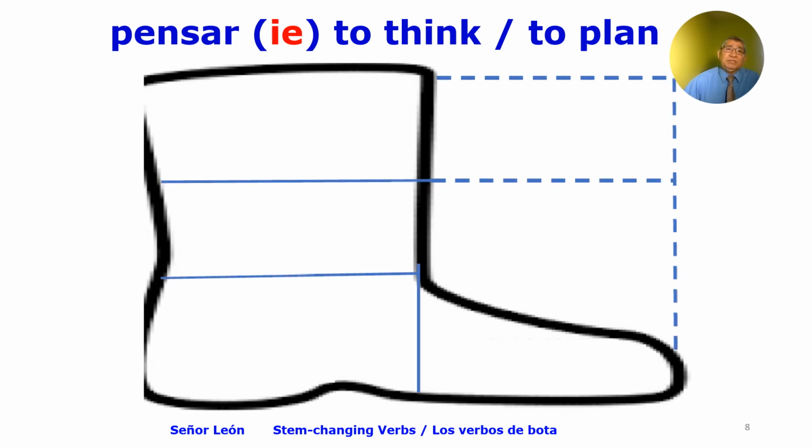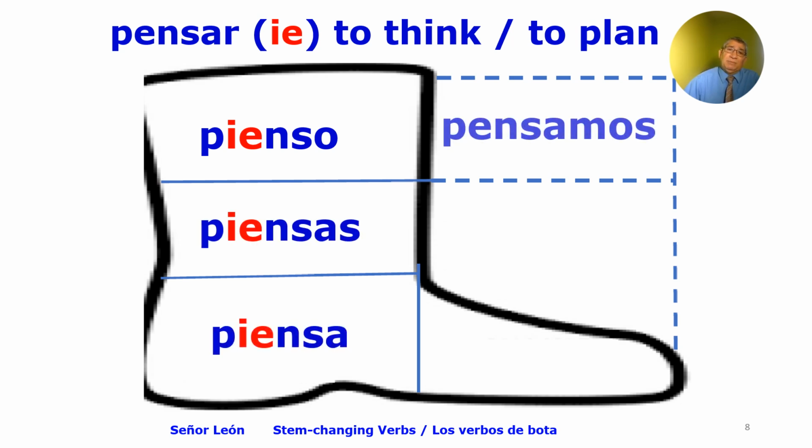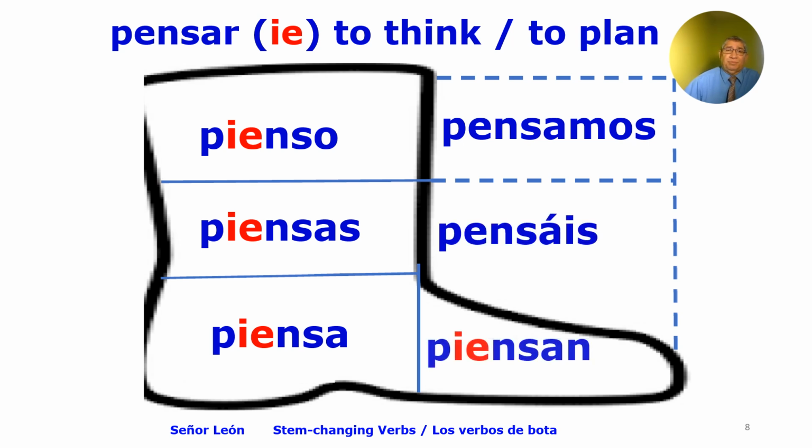The verb pensar, notice that I have IE in parentheses. This is telling you that that's the part that you have to change for the E after the letter P. Pienso, piensas, piensa. Pensamos, pensáis, piensan.